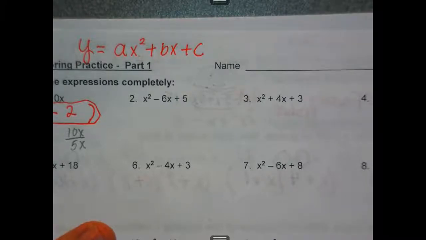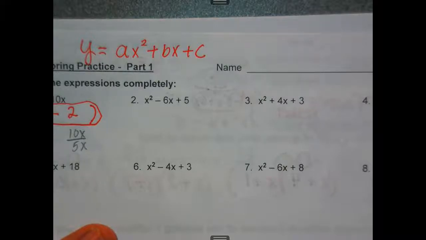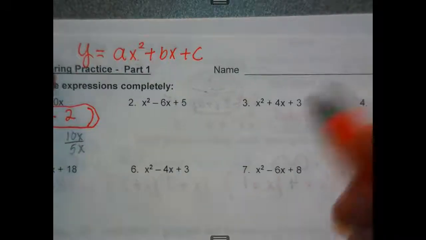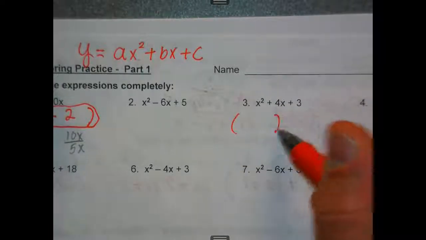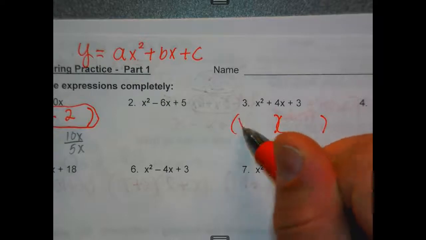My A is not x. What's the coefficient in front of the x? 1. There's a 1 there. Okay, so my A is 1. This is really easy to factor, right? I'm just going to go into my factored form because there's only one way to get 1x squared, and that's x times x.